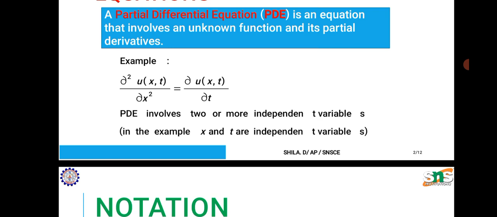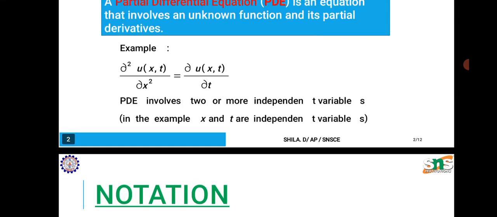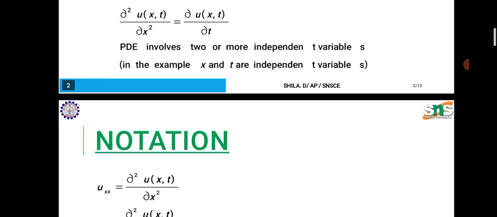A partial differential equation is one which involves two or more independent variables. We have two types of differential equation. One is the partial differential equation, the other one is the ordinary differential equation. A partial differential equation is nothing but one which involves two or more independent variables. Here in this function, your independent variables are x and t.